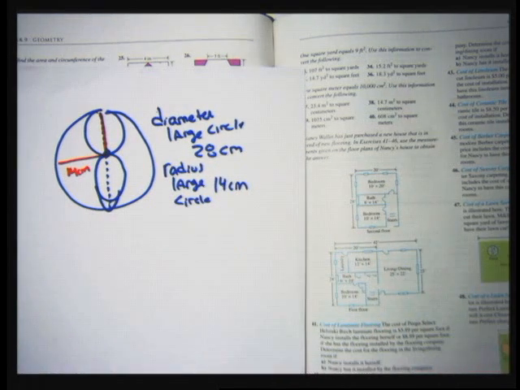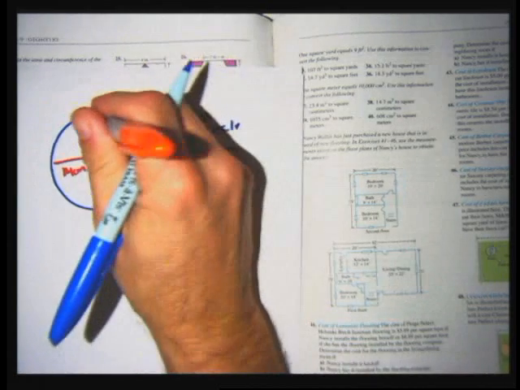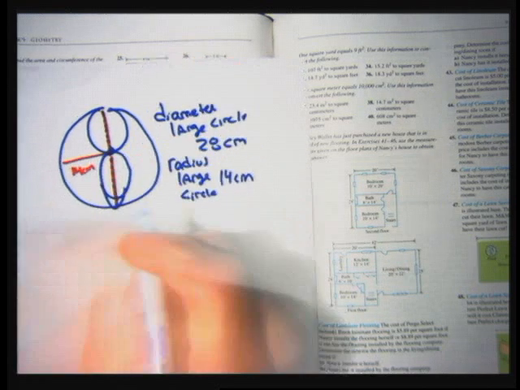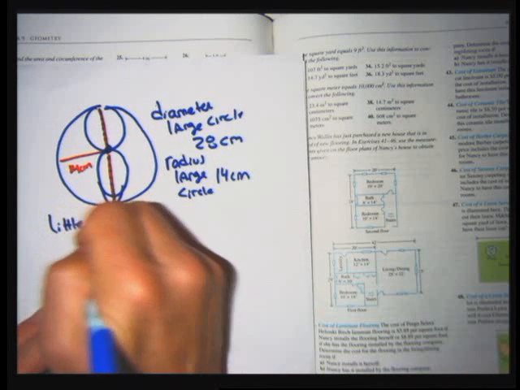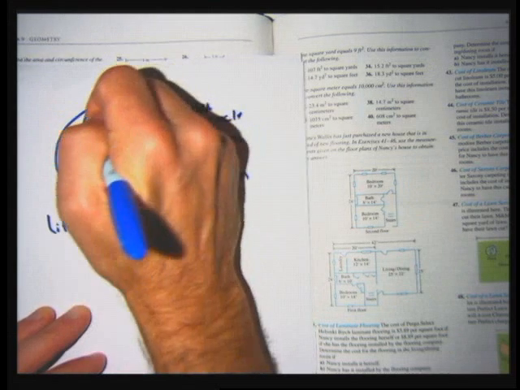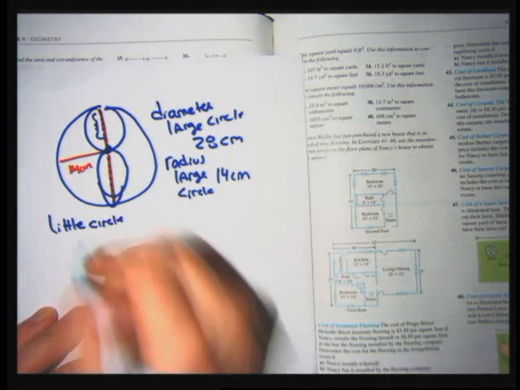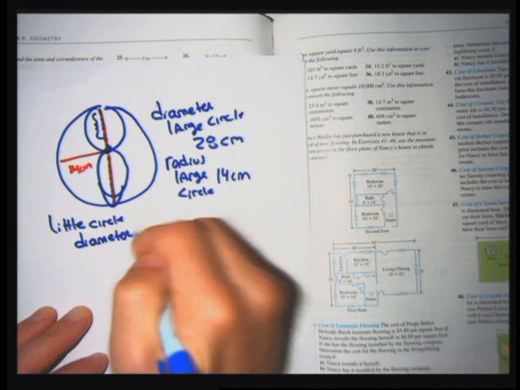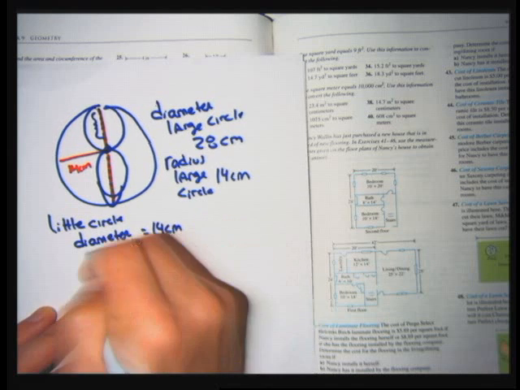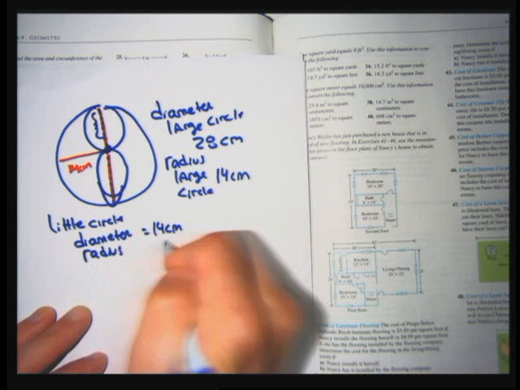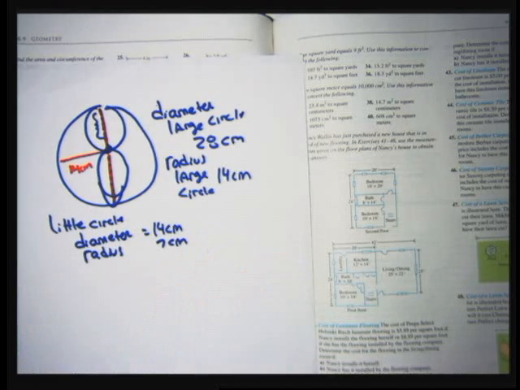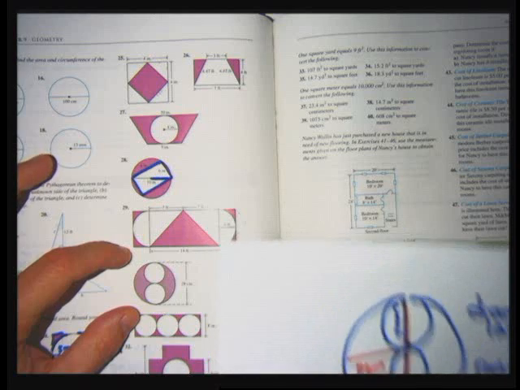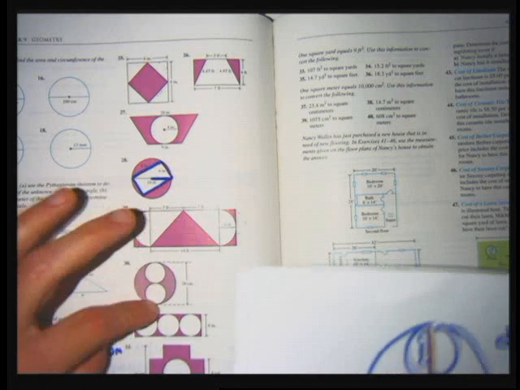And then, if I look at the little circles, I'm assuming that each of the little circles has a diameter that's equal to the radius of the big circle. So for each little circle, I'm assuming that this distance right there, its diameter, is 14 centimeters. So the radius of the little circle is half of that, which is 7 centimeters. And the shaded area, if I look at the book, is going to be the area of the big circle minus the area of the 2 little circles.